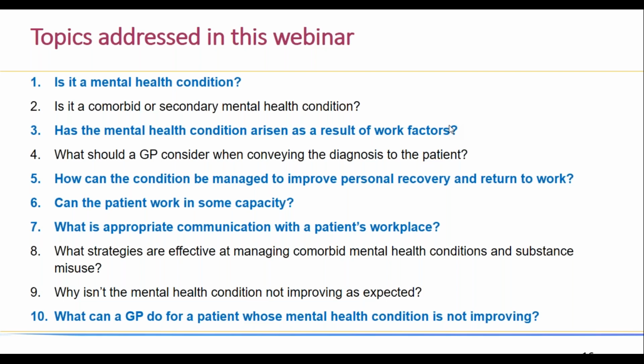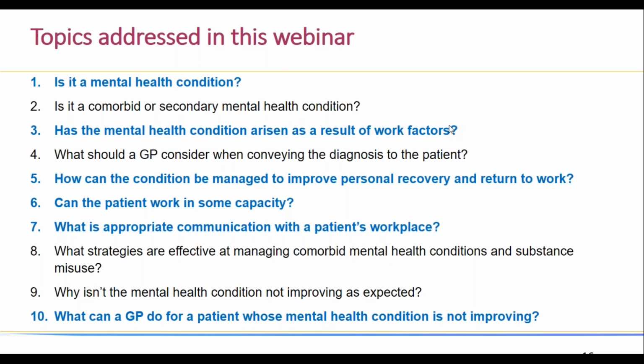So, is this a mental health condition? Is it a comorbid or secondary mental health condition? Has it arisen out of work as a result of work factors? What should the GP consider when conveying diagnosis to the patient? How can the condition be managed to improve personal recovery and return to work? Can the patient work in some capacity? What is appropriate communication with the patient's workplace? What strategies are effective at managing comorbid mental health conditions and substance misuse? Why isn't the mental health condition improving as expected? And what can a GP do for a patient whose mental health condition is not improving?